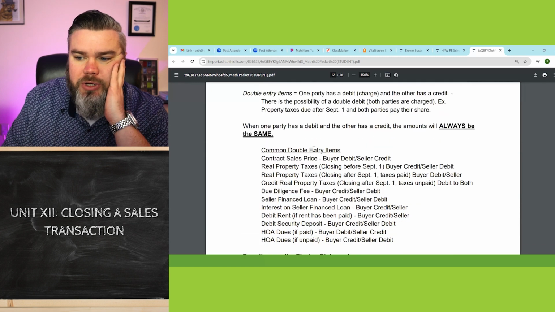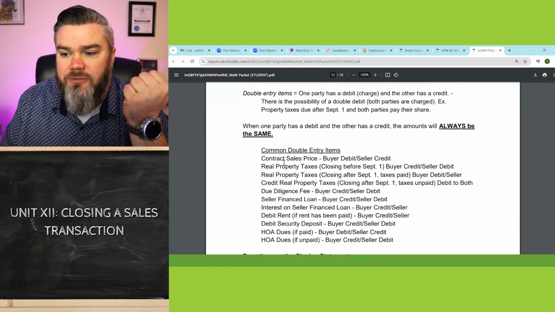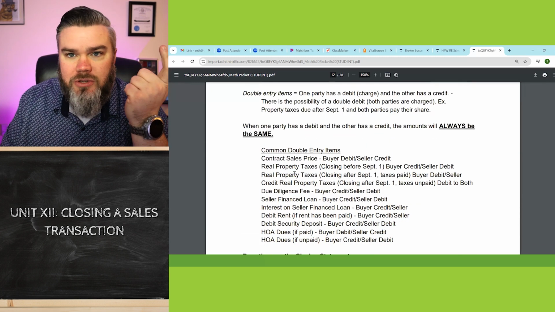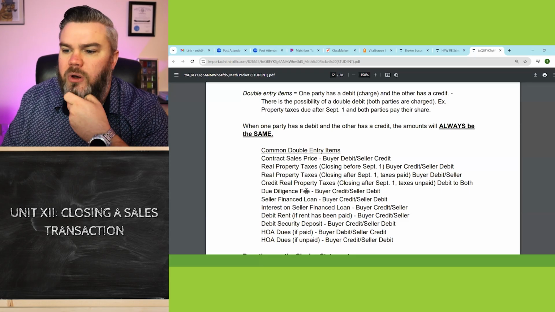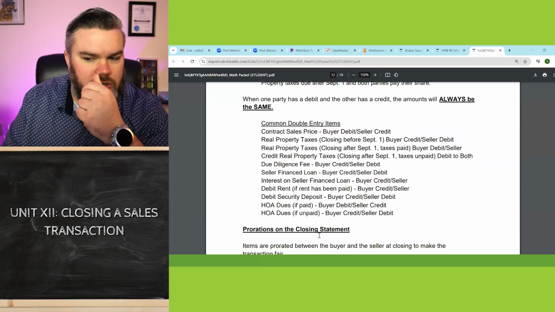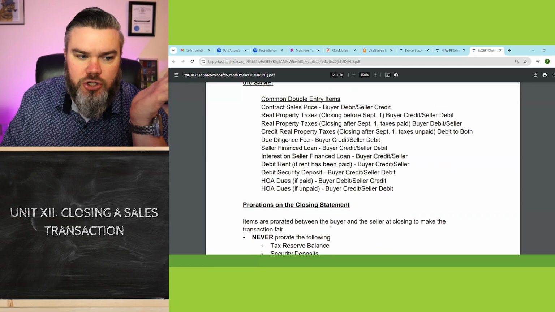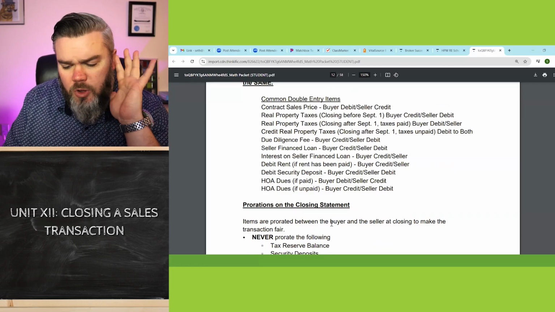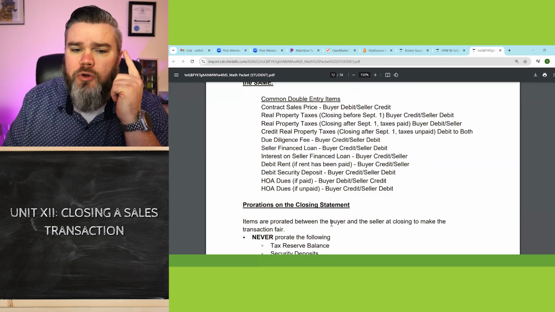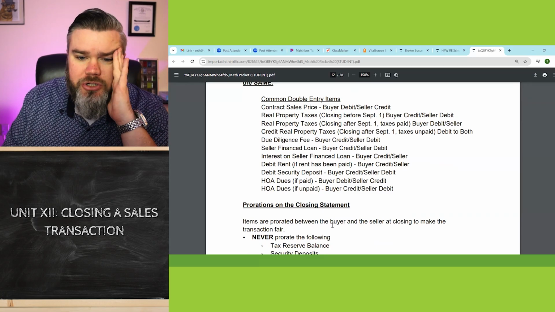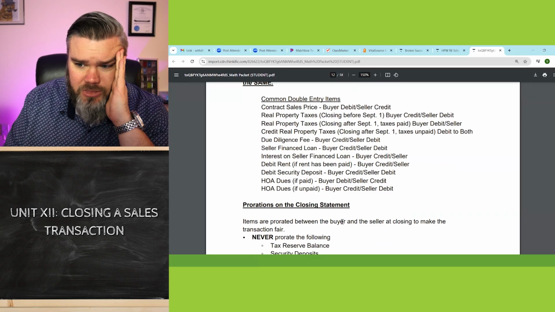And then your double entry items: sales contract price affects both. Real property taxes are going to affect both. Of course, we said due diligence fee affects both. Any HOA prorations. So I'm going to show you what the worst possible type of question could look like, but then I'm going to remind you that yours is going to be so much simpler. Okay?